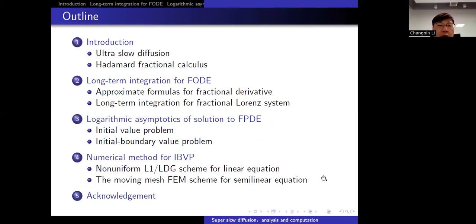The outline of this talk is organized as follows. We first give a brief introduction: what is ultra-slow diffusion, and which kind of calculus we use to characterize this kind of diffusion. Then we introduce long-term integration for fractional ordinary differential equations. Then we discuss logarithmic asymptotics of solutions to fractional partial differential equations with the Caputo-Hadamard derivative. We also introduce a numerical method for initial boundary value problems.